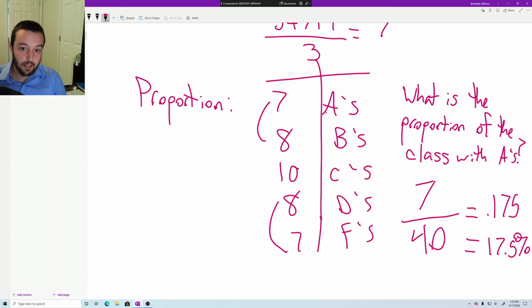So the proportion of the class with A's, we might say 7/40ths, we might say 0.175, or we might say 17.5%. These right here are three equivalent ways of saying that. I think often we gravitate towards percentages because it's just easier for us to visualize. But you can write your answer in any of these three ways here.